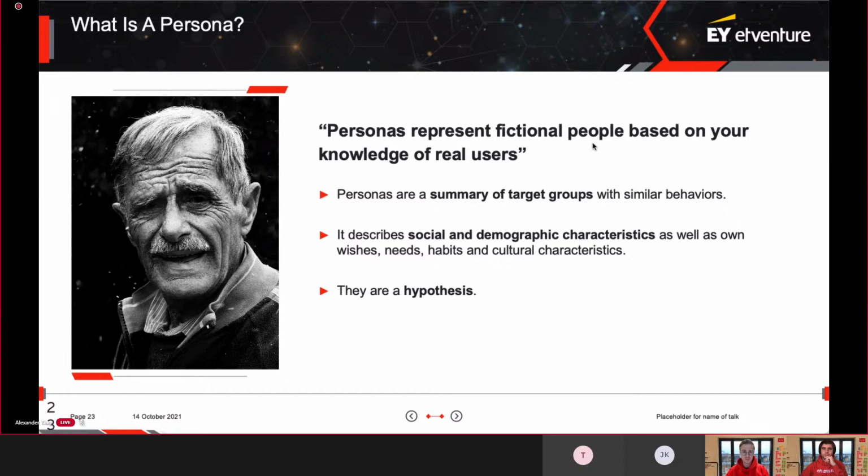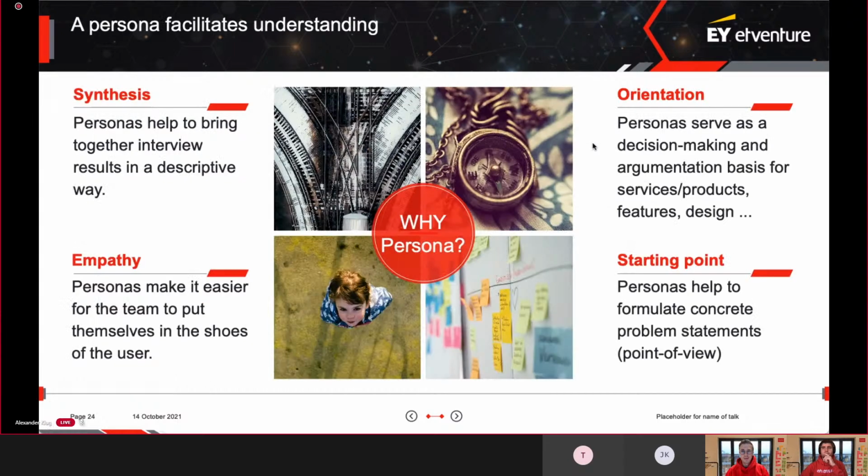So we just learned what is a persona, but we should really ask the question, why should we build personas? Well, first of all, personas can help you to synthesize the data you have. They help you bring together interview results in a descriptive way.